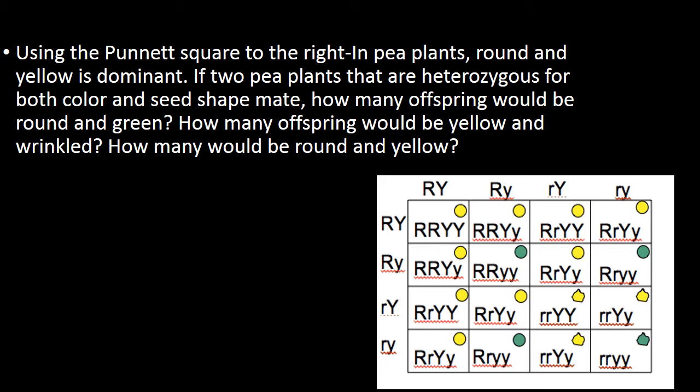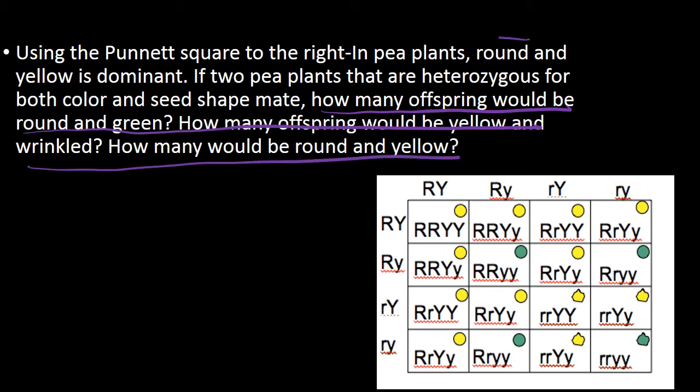So using the Punnett square to the right, in pea plants, round and yellow are dominant. If two pea plants that are heterozygous for both color and seed shape mate, how many offspring would be round and green? How many would be yellow and wrinkled? How many would be round and yellow? So first thing, underline your questions. We're going to go ahead and box in our traits. So you could be round, you could be yellow, you could be, in the question it says green, wrinkled.